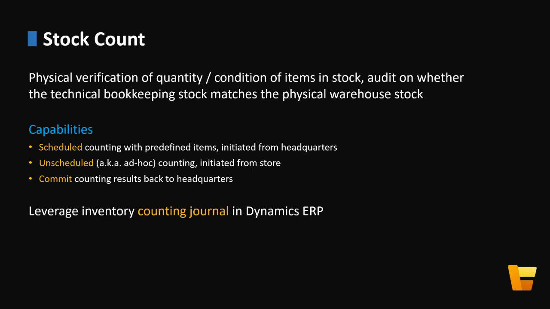Now, our current in-market stock count operation in the point-of-sale application supports both scheduled and unscheduled counting. The scheduled counting is initiated from Commerce headquarters by creating a counting journal that contains a predefined list of items and is linked to a specific store warehouse. Unscheduled counting, also known as ad hoc counting, is initiated from the store. When the counting is completed in the store, the counting journal will then be sent back to headquarters, where it will be reviewed and posted. Now let's take a look at a demo of the current capability in the stock count operation.